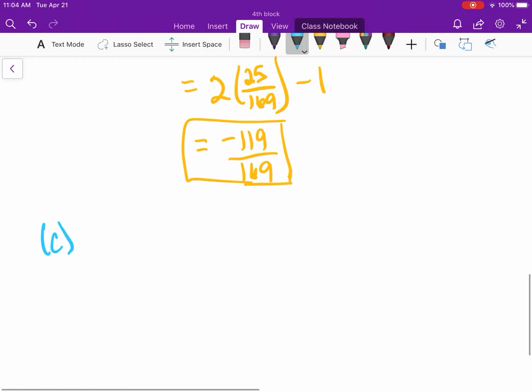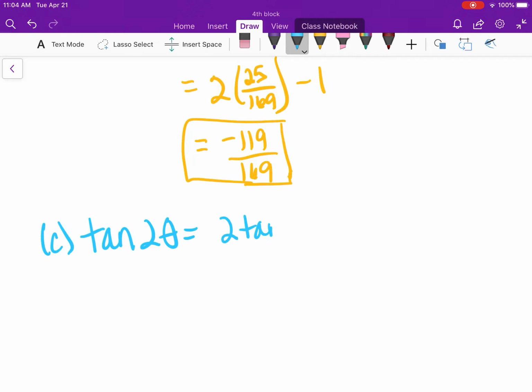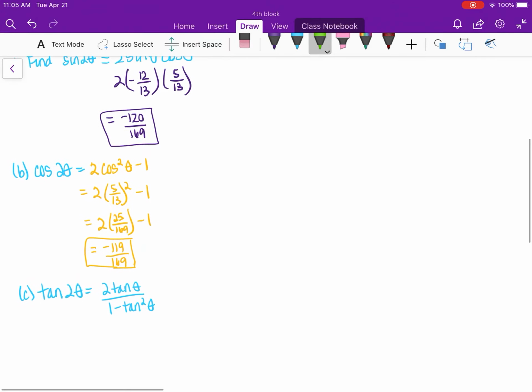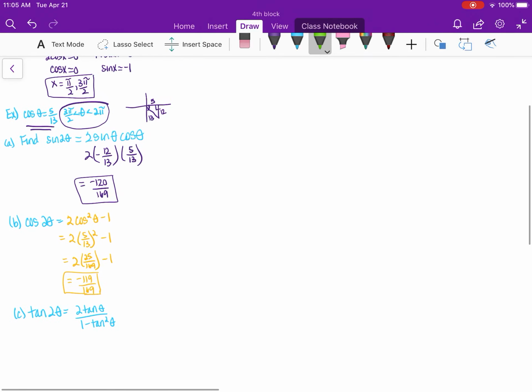Okay, then for part C, it wants us to find the tangent of 2 theta. Now, my tangent formula is 2 tangent theta over 1 minus tangent squared theta. Now, we don't know our tangent value. However, I do have the triangle drawn up here. So if I look at this triangle, my tangent would be opposite over adjacent, so 12 over 5.